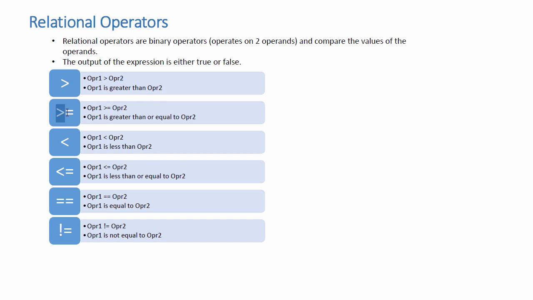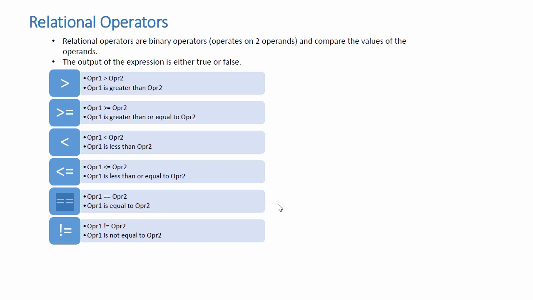We have greater than or equals to operator, which means if OPR1 is greater than or equals to OPR2, return true, otherwise false. Less than operator, if OPR1 is less than OPR2, return true, otherwise false. Less than or equals to operator, if OPR1 is less than or equals to OPR2, return true, otherwise false. Double equals operator, if OPR1 double equals to OPR2, return true, otherwise false.